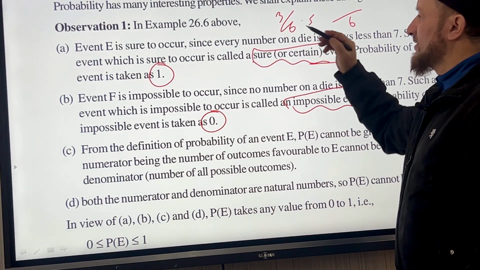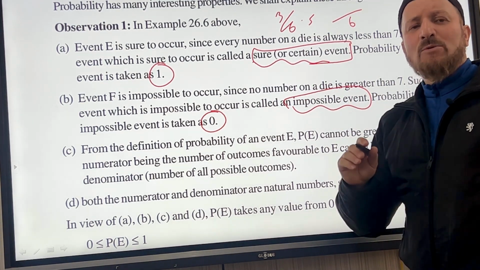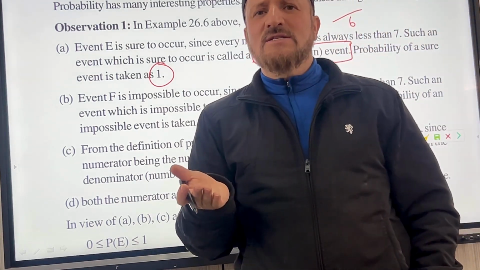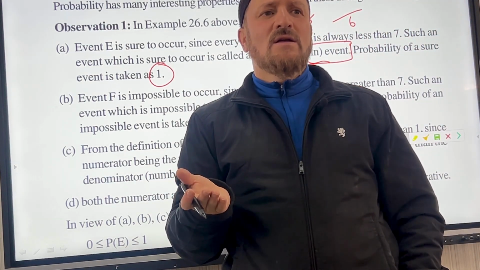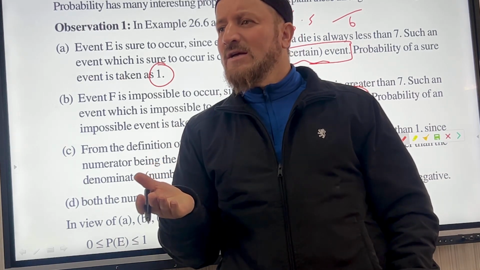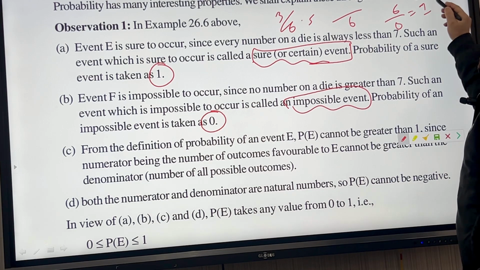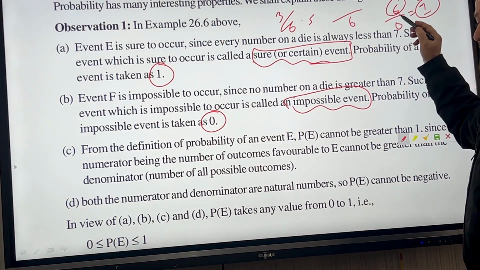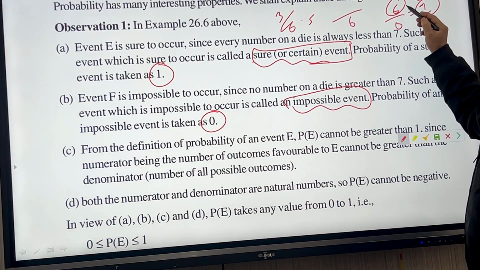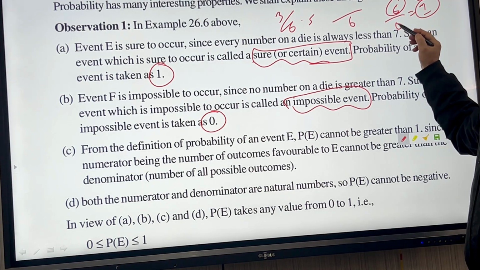That's 0.5, right? If I say less than 7, what is my event? Less than 7. How many can come? All 6 can come. So it is 6 by 6. That is equal to 1. Can this be greater than 1? Because if I want this to be greater than 1, then the numerator has to be greater than 6, which is my sample space, right?